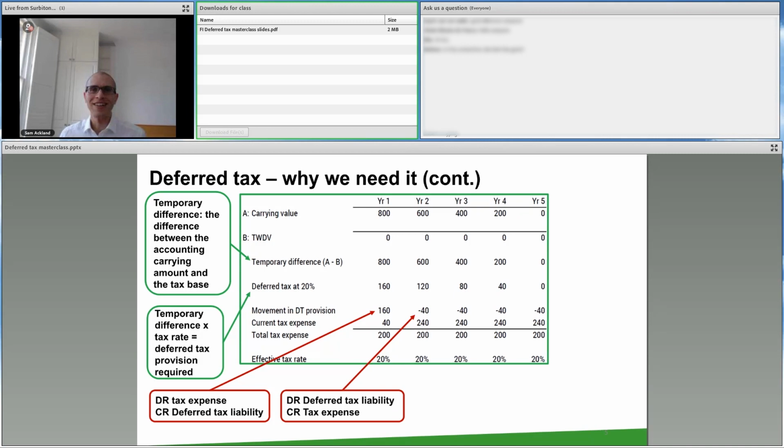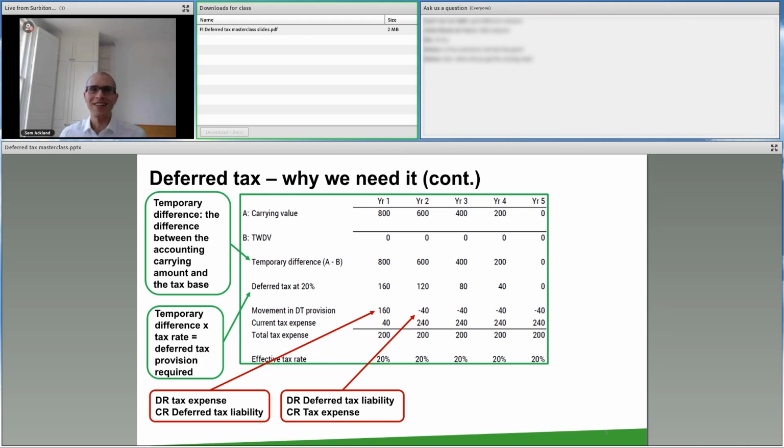So I put this difference in of minus 40. That is reducing my deferred tax liability by 40. And so to reduce my deferred tax liability, I debit my deferred tax liability and I credit my tax expense.